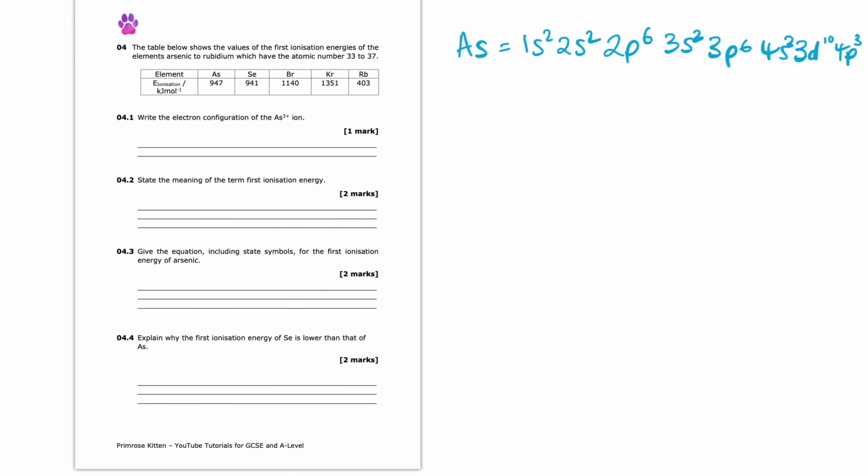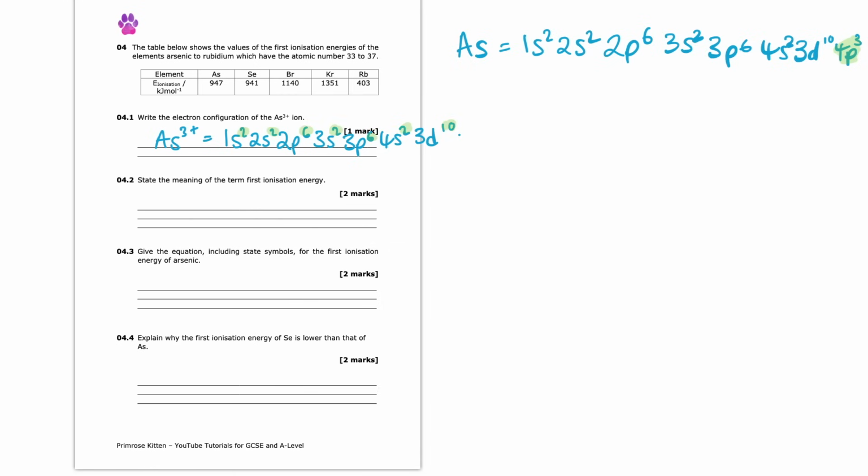So now, if we want to form the As3+ ion, we need to lose 3 electrons. And the 3 electrons that will get lost in this case will be these 3 p orbital electrons. So therefore As3+ is going to be 1s2, 2s2, 2p6, 3s2, 3p6, 4s2, 3d10.